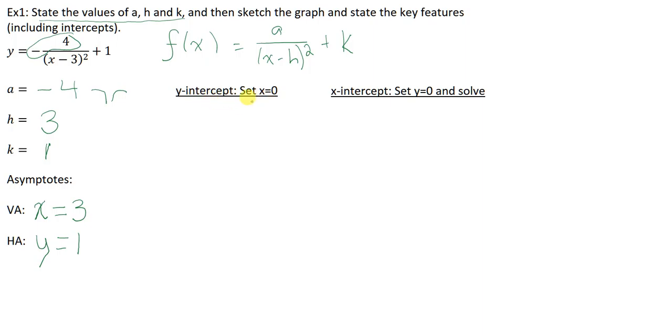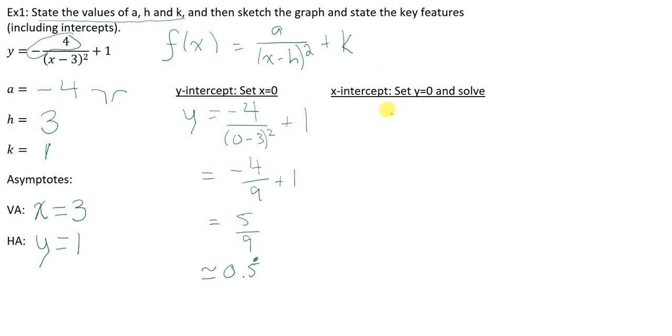So what we're going to go through first is the y-intercept. So if I plug 0 right in here, I get y equals negative 4 over 0 minus 3 squared plus 1. That's negative 4 over 9 plus 1, or 5/9. For those of you who like your decimals, you're looking at about 0.5 repeating. Okay, so just above 0.5.